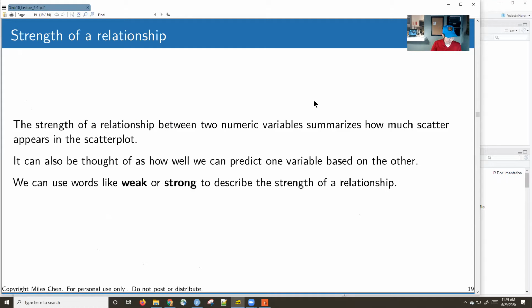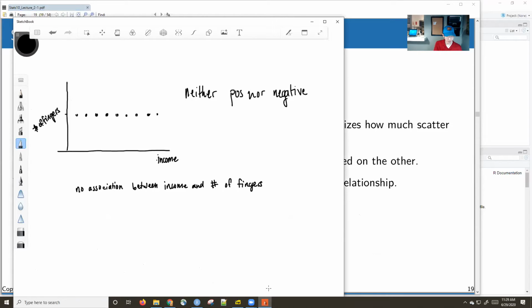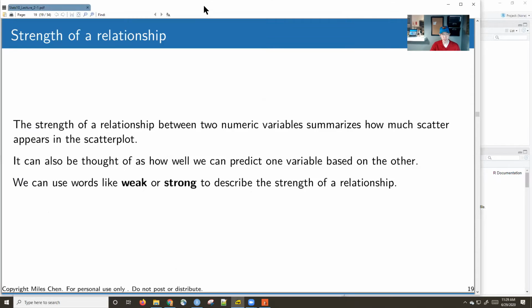All right, so does that work for vertical as well? Yes. So I could just swap the axes, right? And I could have number of fingers and income. And then your data would look like this. And this is neither positive nor negative either, okay? So if there's no association between income and number of fingers, there's not going to be an association the other way around.